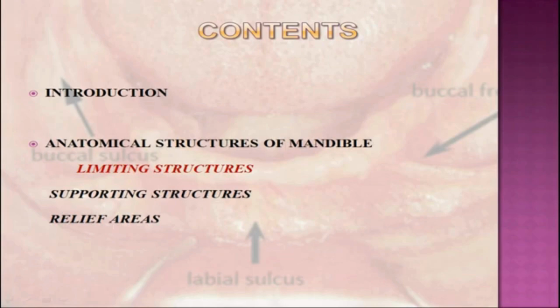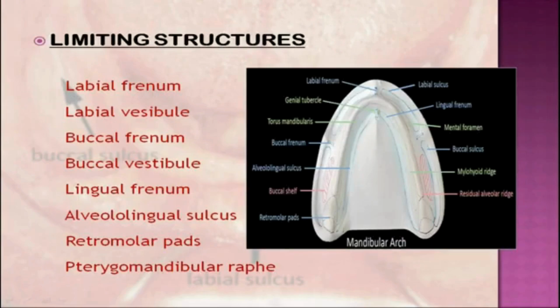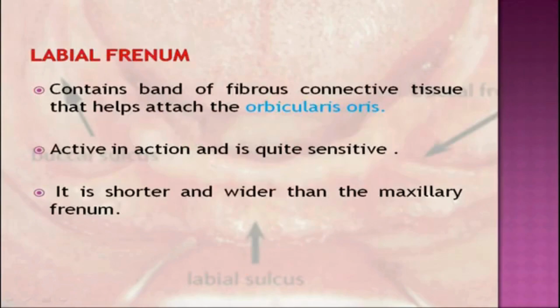The limiting structures of the mandibular arch are the labial frenum, labial vestibule, buccal frenum, buccal vestibule, lingual frenum, alveolingual sulcus, retromolar pads, and the pterygomandibular raphe.